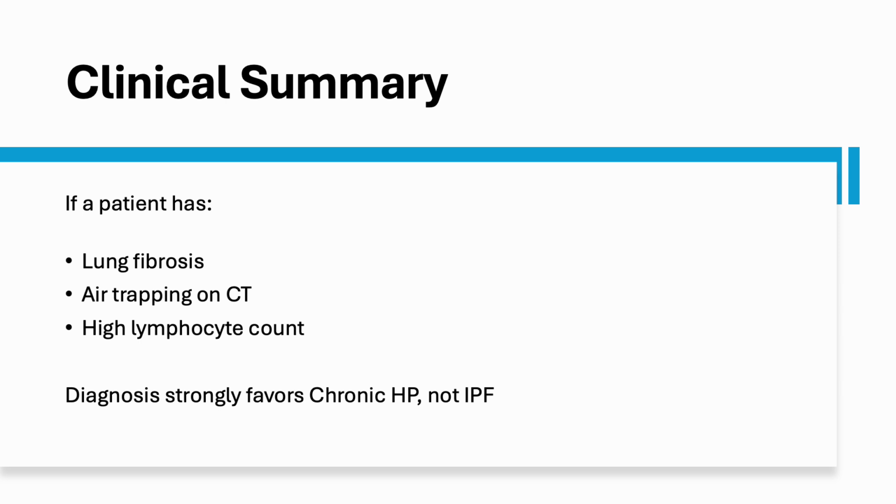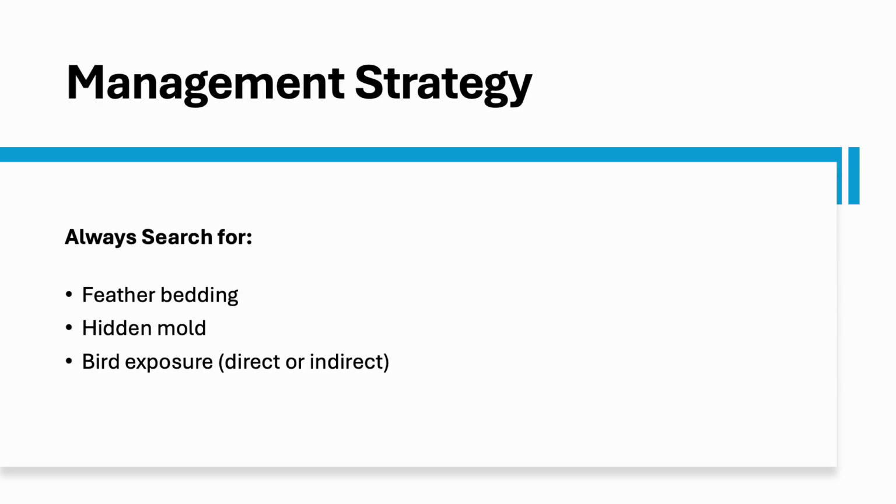So clinical summary: if the patient has lung fibrosis, air trapping, mosaic attenuation on CT or a high lymphocyte count on lavage, think about chronic HP, not IPF. Management strategy, always A, look for exposure, look for those missing bits of the puzzle that we discussed. Ask them about the feather bedding, ask them about the hidden mold, ask them about the neighbors having birds, ask them about the hot tubs or saunas, ask them about chemical exposure.